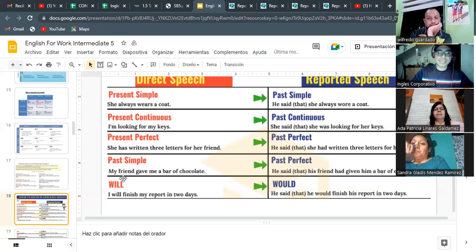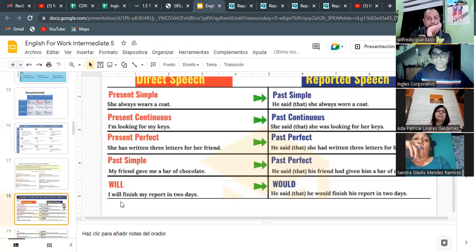For the simple past, it's going to be like, my friend gave me a bar of chocolate. Also, it's going to go to past perfect. He said that his friend had given him a bar of chocolate. So it's going to be simple past goes to past perfect.